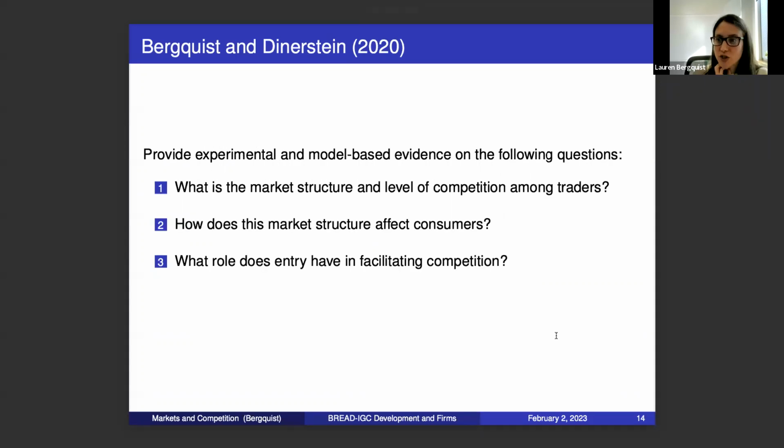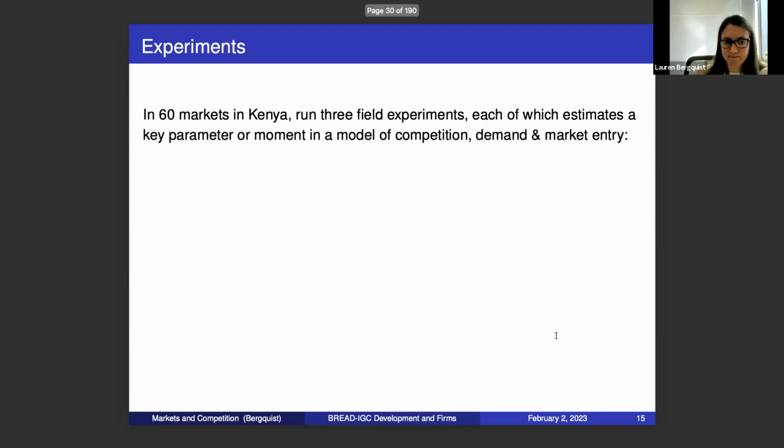So that's the backstory. In this paper, we're going to provide experimental and model-based evidence on 3 questions. First, what is the market structure and level of competition among traders? 2, how does this market structure affect consumers? And 3, what role does entry have in facilitating competition?